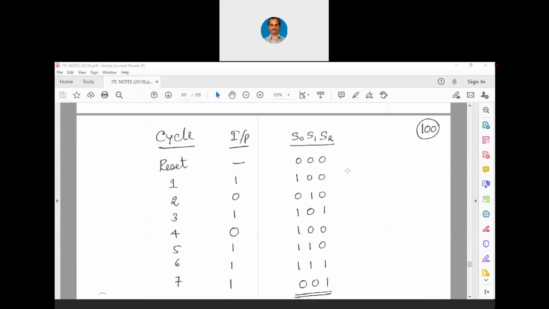First is reset 0, 0, 0. Next clock cycle, input is 1. So output of the registers is 1, 0, 0. Next input is 0, 0, 1, 0. And next it is 1, 1, 0, 1. Next it is 0, 1, 0, 0. Like that it goes on.